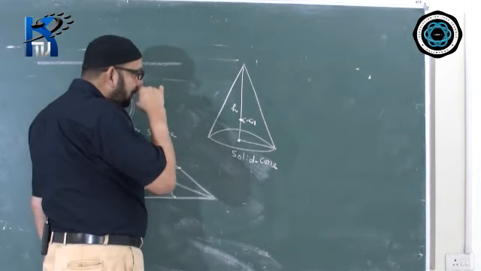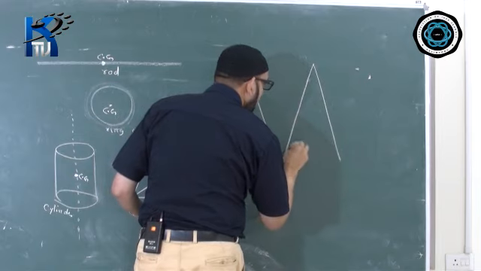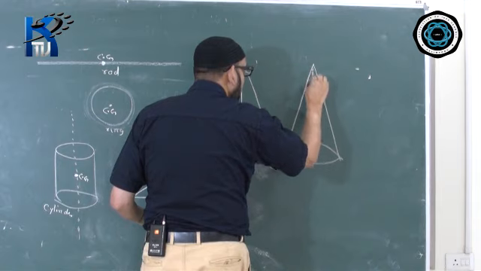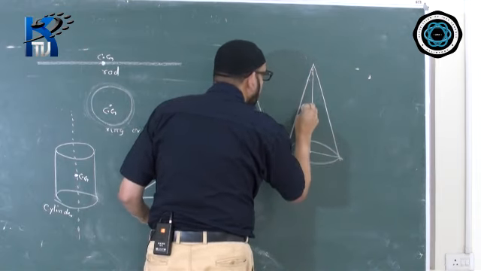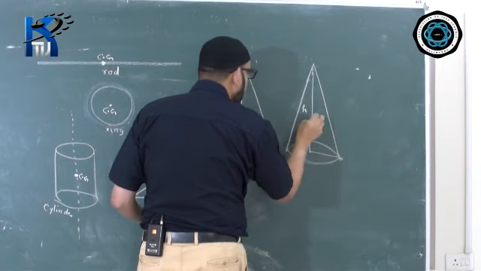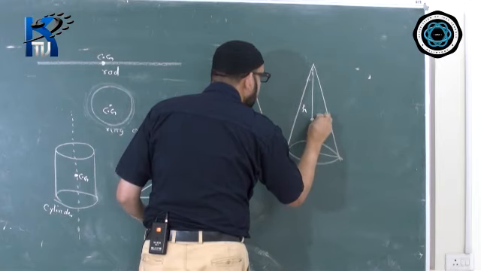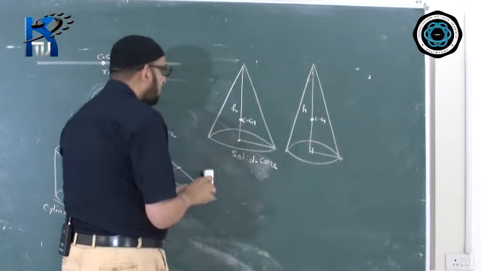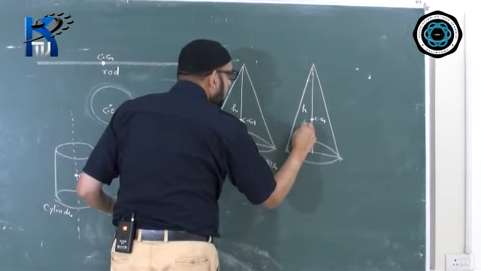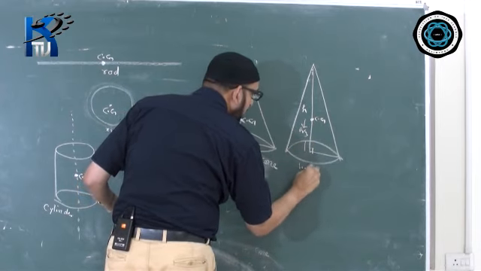And if the cone is hollow, we will draw another diagram and show. If this is a hollow cone, the CG will be situated at h by 3, slightly above the previous case, somewhere here. We can mark this is h by 4, here we can mark h by 3, this is for a hollow cone.